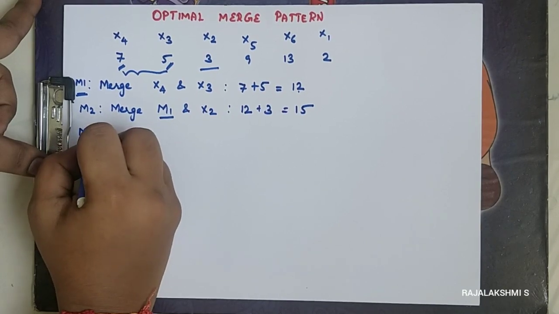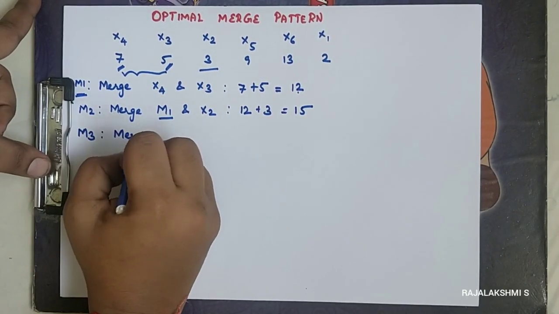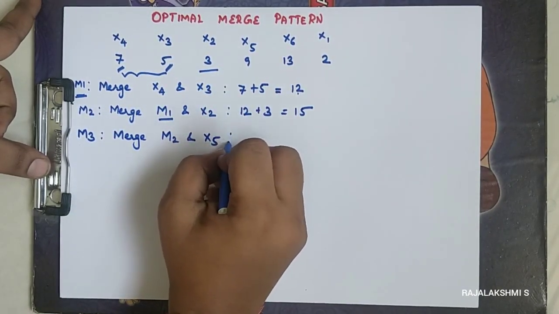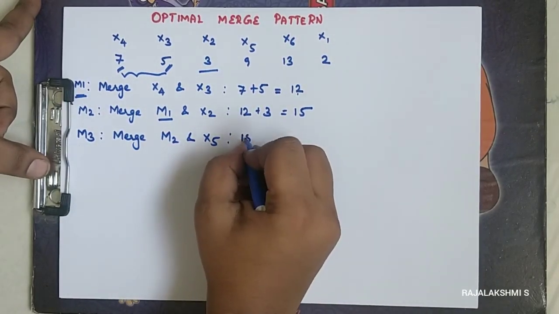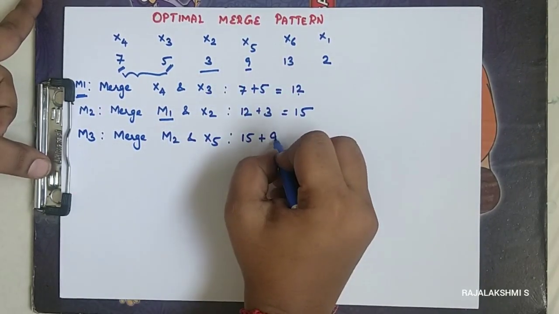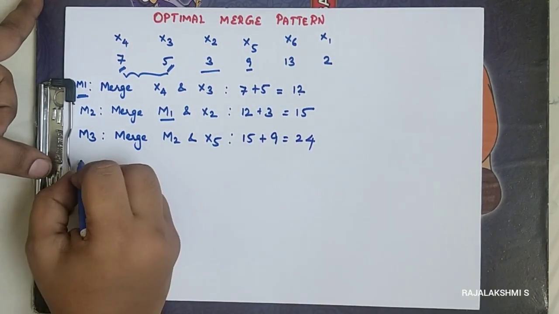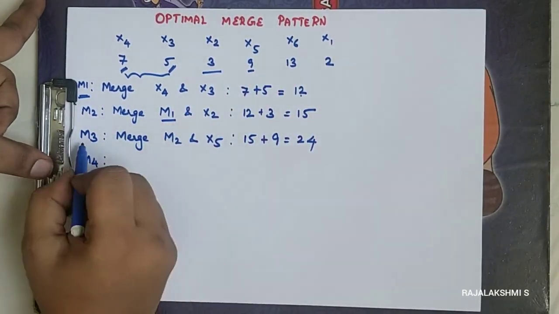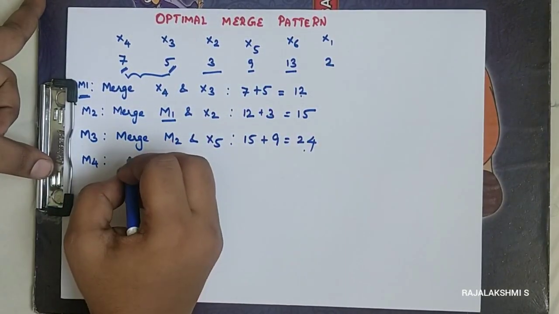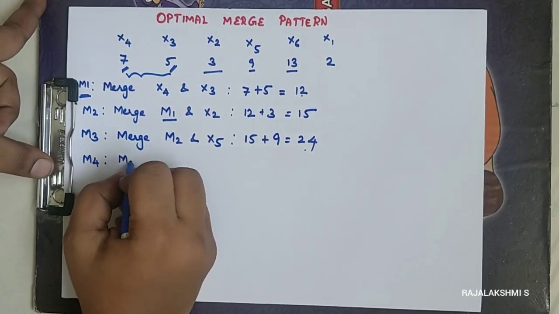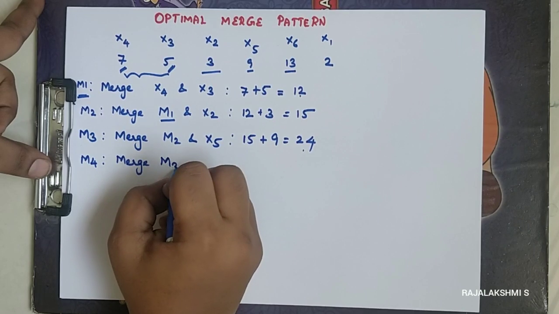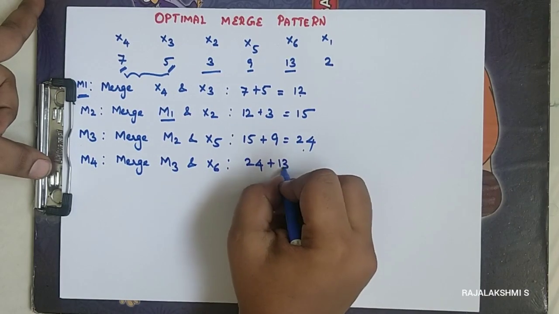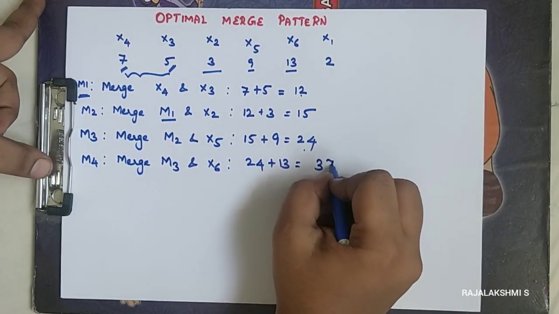So now the third step is to merge this m2 with the next file, say it is x5. So now the size of m2 is 15 plus size of x5 is 9. So it will be 24. Okay, and then now these 4 get merged. Now we have to merge this m3 with the next file of size 13. So merge m3 and x6. So now it will be 24 plus 13, which is equivalent to 37.